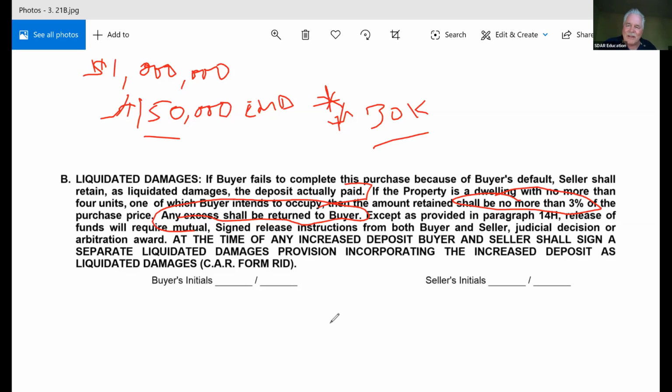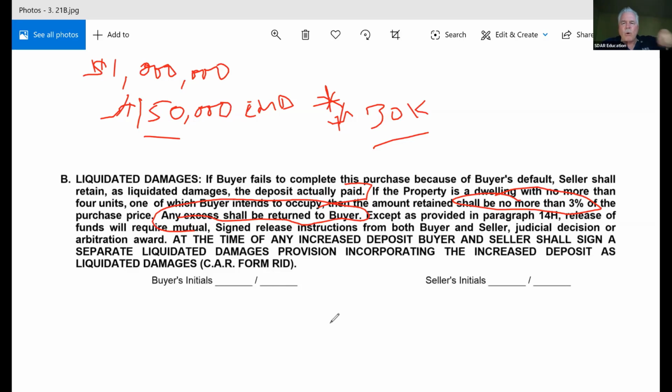Let's read it together. And I find that when I sit with my buyer and my buyer reads it with me, the buyer gets it. And the idea is now they got the meeting of the minds. And that's what's so cool about my business. I watch the lights going on and they're like, oh, well, it says right there that it's a dwelling with no more than 4 units, and it's only a home. I'm buying a one, right? I do intend to live in it. The seller can only keep 3% of the purchase price.